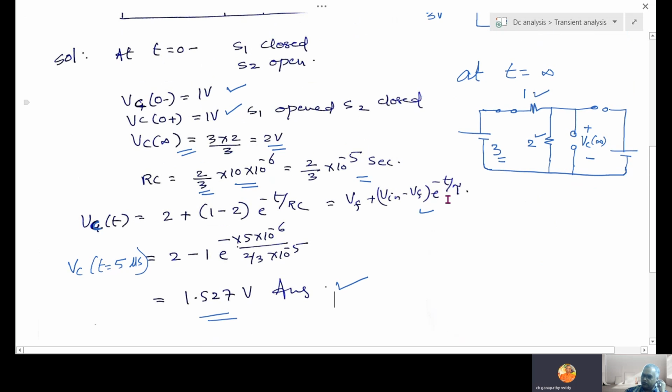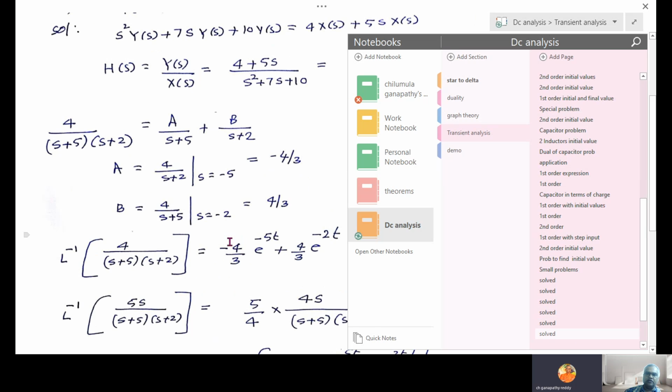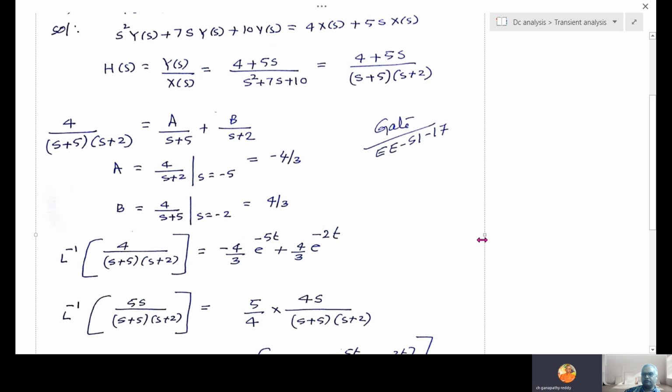Transient is a beautiful topic. There is a lot of thought process and understanding involved. It is not just procedure oriented, it is a little bit logic oriented.